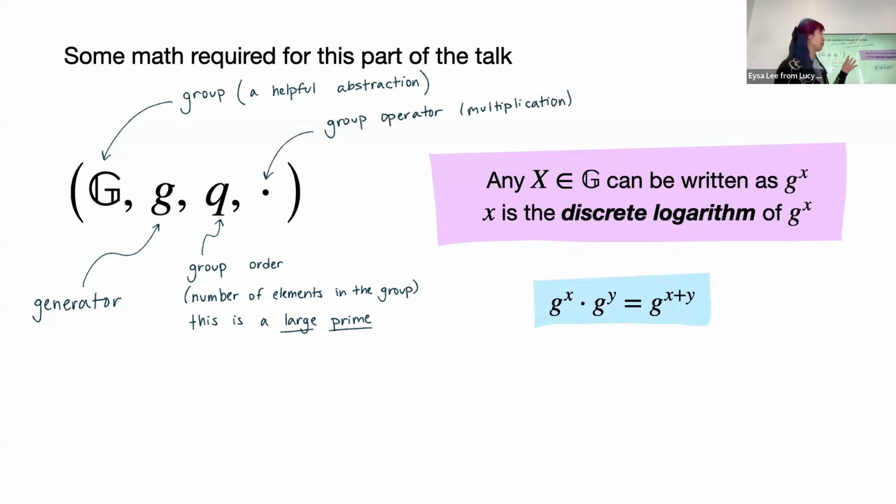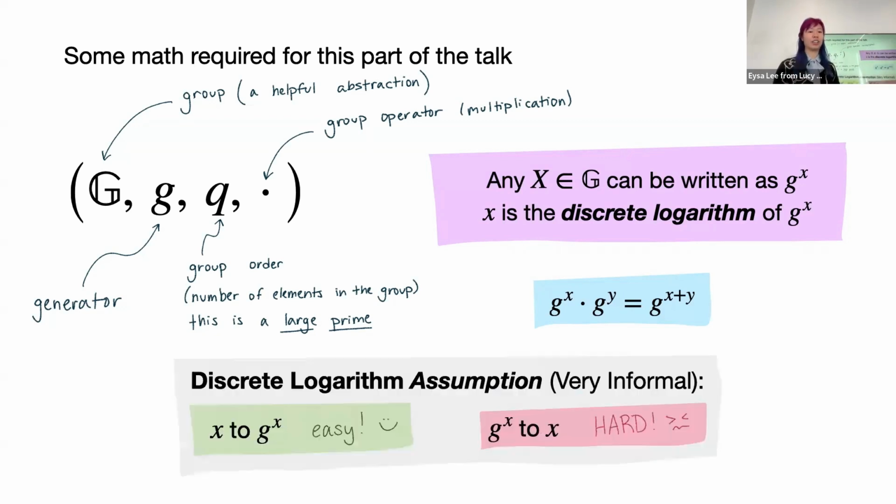Multiplication is the operator in this group. It's worth noting that when you multiply 2 group elements together, in the exponent you can add them. That's a helpful relation to know. The discrete logarithm assumption, at a very informal level, says that going from x to g to the x is very easy. Great. But trying to go from g to the x back to x is hard. Boo. We don't want to wait for that. That's way too long.